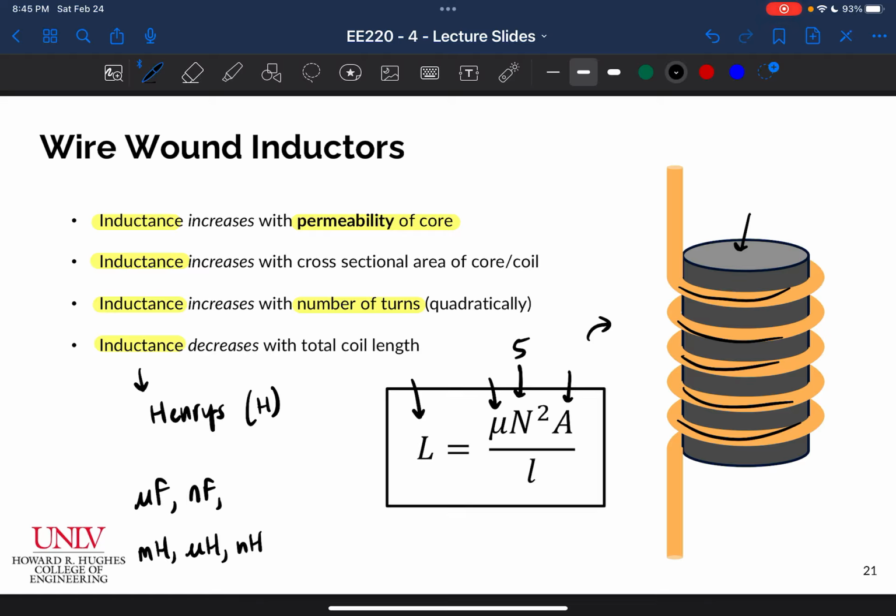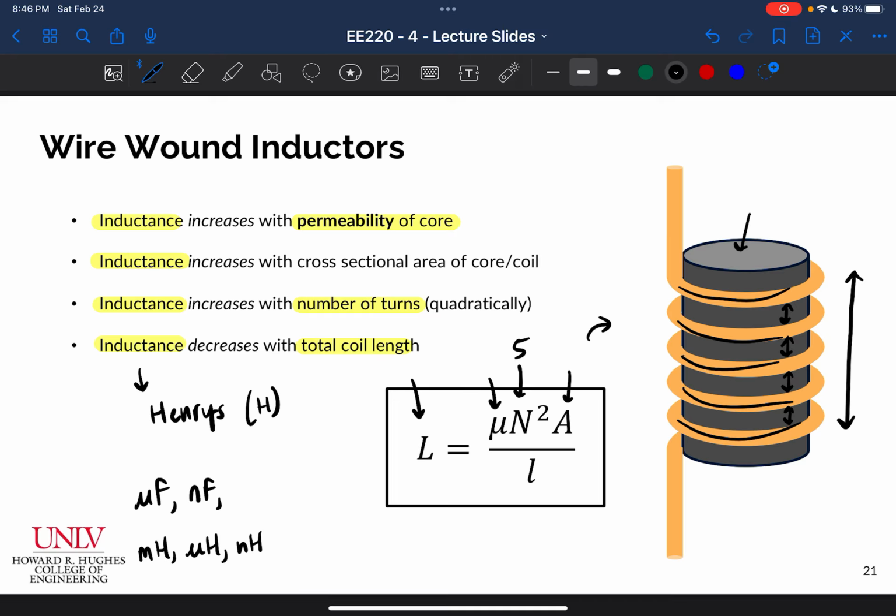Lastly, the inductance decreases with the total coil length, and so that's this length. And the reason why it decreases with the total coil length is more or less because more length means that we have more space between coils, and more space between coils means that they are not as tightly magnetically coupled, and so you lose some of the ability to store energy in the form of a magnetic field as you space out these coils, okay? So if you wanted to maximize the amount of inductance that you could get out of a coil with 5 turns, you'd want to smash these coils as close together as you could, okay?